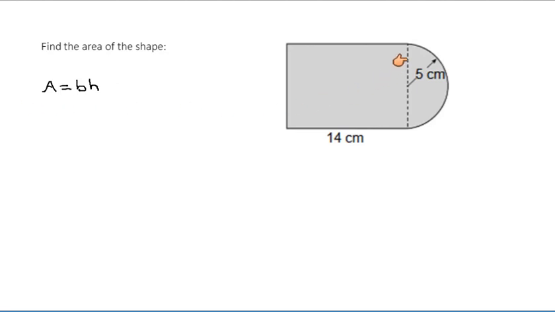And then our formula for the area of a circle, given the radius, is area is equal to pi r squared. That's pi times the radius squared, but we only have half of a circle, so at some point we're going to have to divide all of that section by 2.